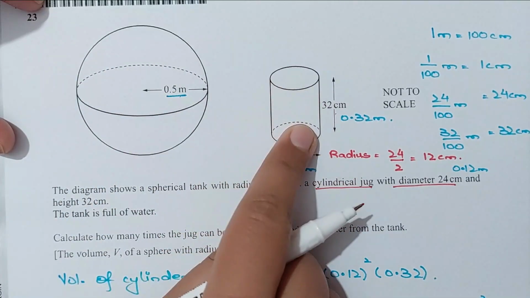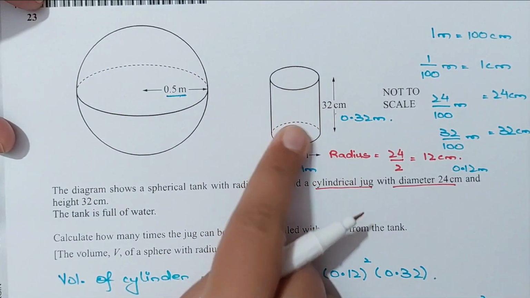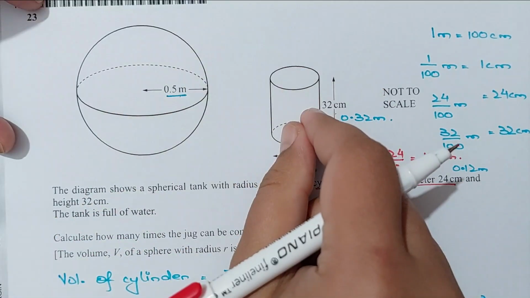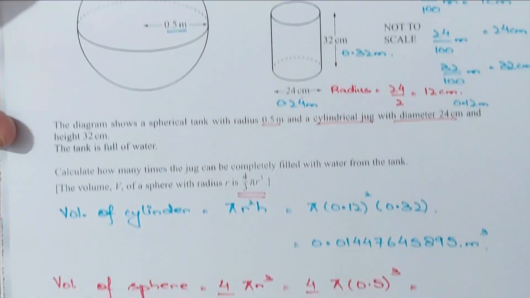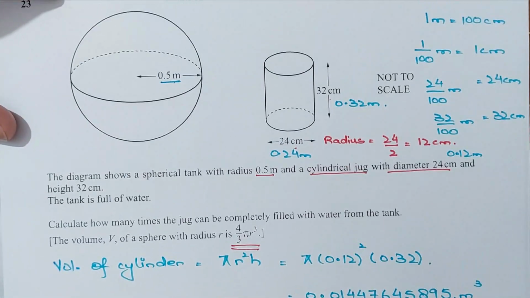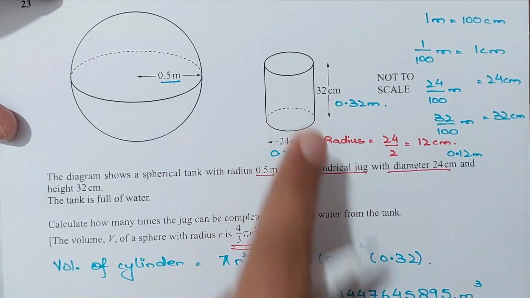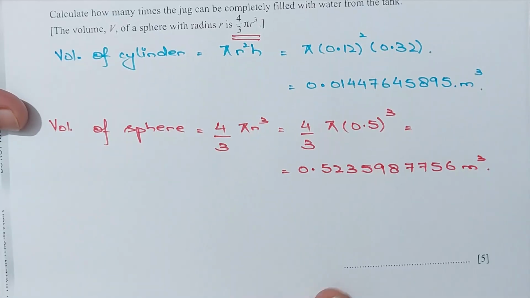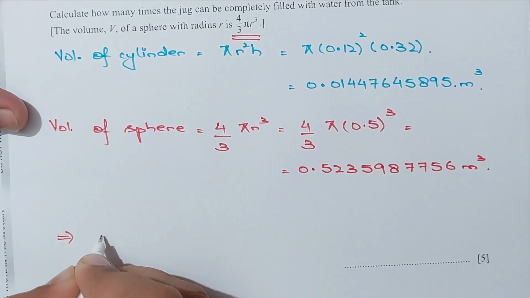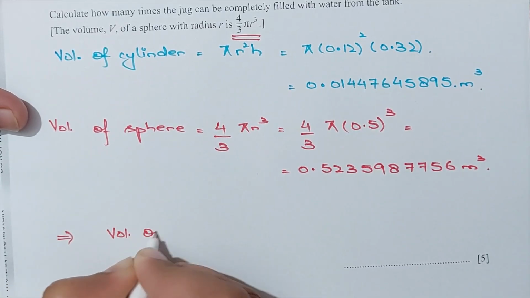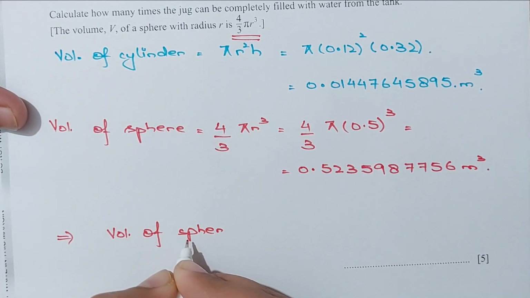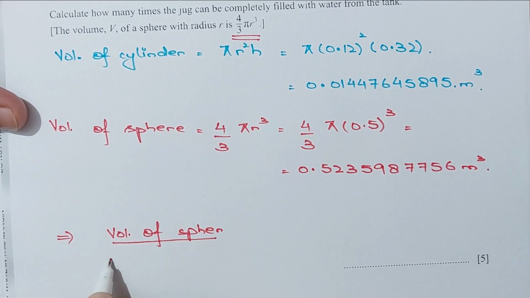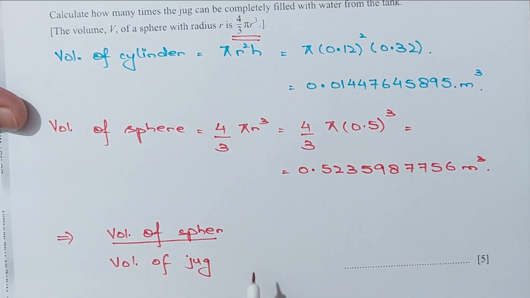Okay, we have the whole volume of the spherical tank and the volume of the cylindrical jug. When we take the water from the spherical tank and fill the jug one time, it will cover this much of the volume. And how many times do we have to fill it? One time is this, and to find how many times, the volume of the sphere is going to be divided by the volume of the cylindrical jug.